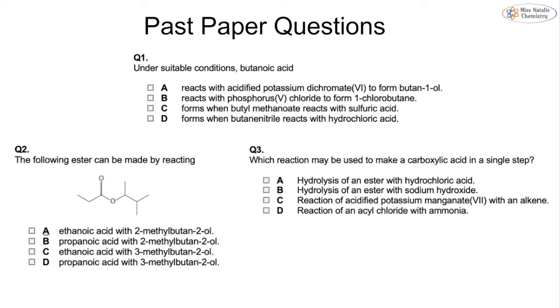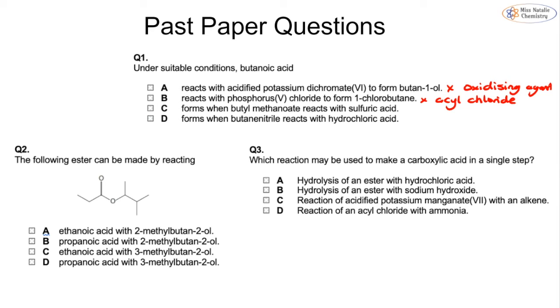So let's finish off by looking at some past paper questions on the carboxylic acids. So firstly, we have: under suitable conditions, butanoic acid will do what? So will it react with acidified potassium dichromate to form butan-1-ol? Well, no, because acidified potassium dichromate is an oxidizing agent. If we want to make butan-1-ol, we would need a reducing agent. So B, does it react with phosphorus 5 chloride to form 1-chlorobutane? No, because we just said that when it reacts with phosphorus 5 chloride, we form an acyl chloride. So chlorobutane is not our product.